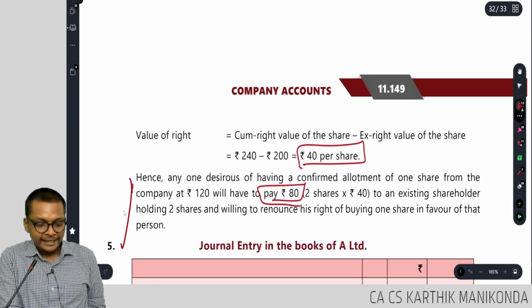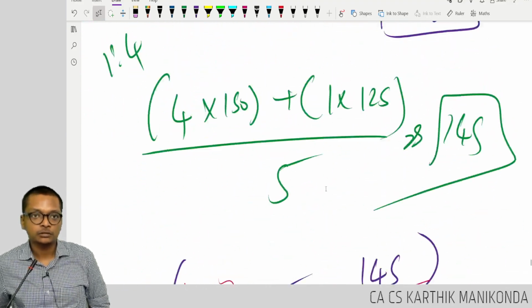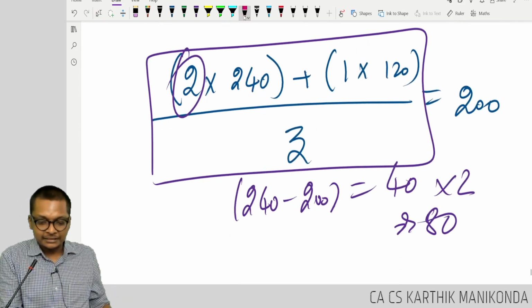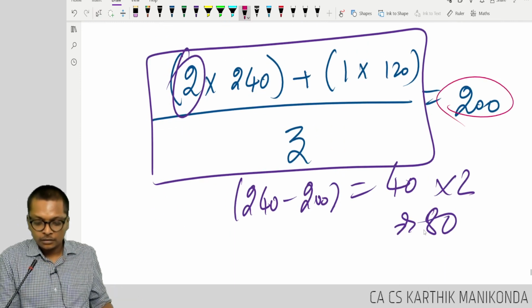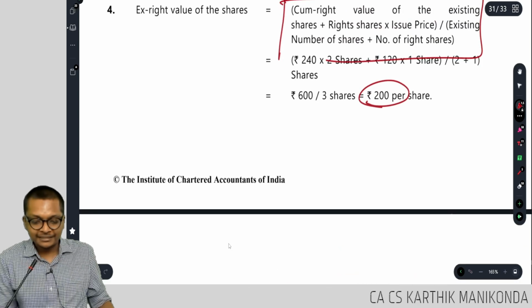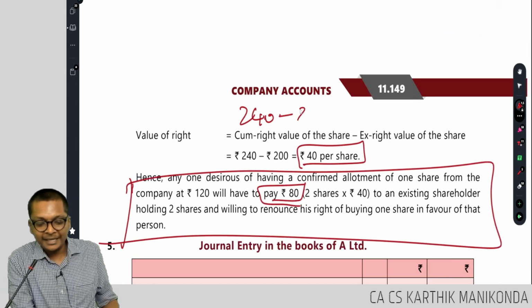Better to write. Explain this. They will give this for 4 marks. Will I get 4 marks if I write like this? Answer is correct. Same 200, 40, 80. You have to explain. Ex rights price is 200. Value of a right is 240 minus 200.